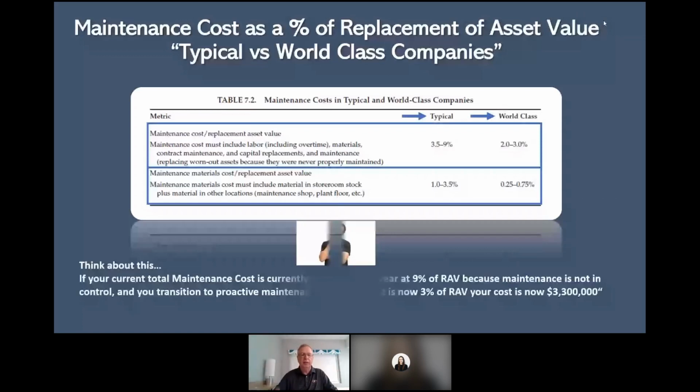I don't know. But think about this, okay? If your current total maintenance cost is $10 million per year, at 9% of RAV, because maintenance is not in control, and you transition to proactive maintenance, and your cost is now 3% of RAV, your cost now went from $10 million to $3,300,000. That's a big drop. That's like the aha moment.